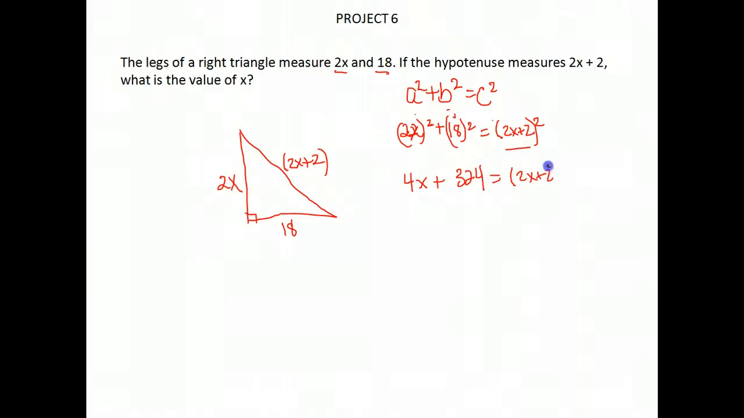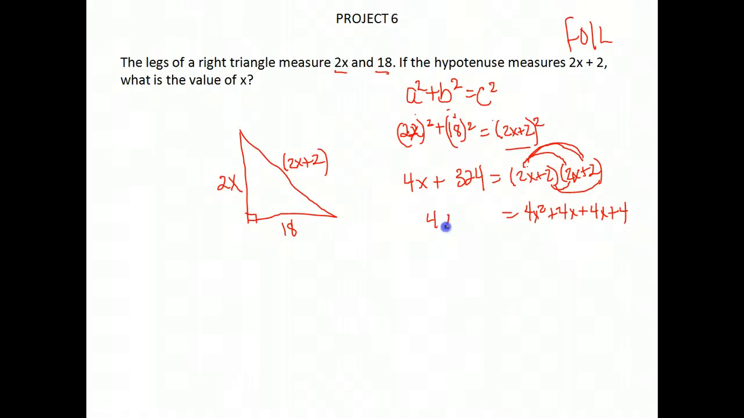It means 2x plus 2 times itself, and we have to multiply that out one at a time. That's also called FOILing. So what we're doing is taking 2x times everything in this set of parentheses. So 2x times 2x is 4x squared, and then 2x times 2 is 4x. Then we take the 2 times everything. 2x times 2 is 4x, and 2 times 2 is 4. So we have 4x squared plus 324 equals 4x squared plus 4x plus 4x plus 4.